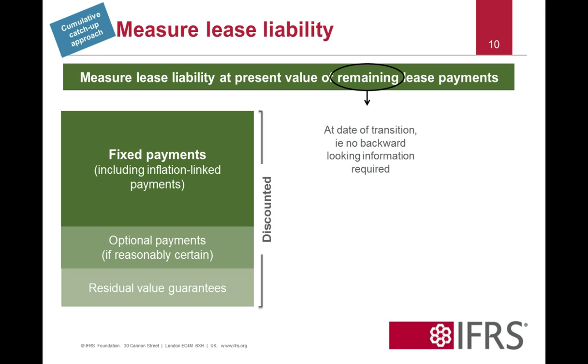But to clarify, on transition, measuring future lease payments means just that. For leases ongoing at the date of transition, a lessee won't need any backward-looking information to arrive at the lease liability. It will look at the payments for the remainder of the lease term and discount those payments.